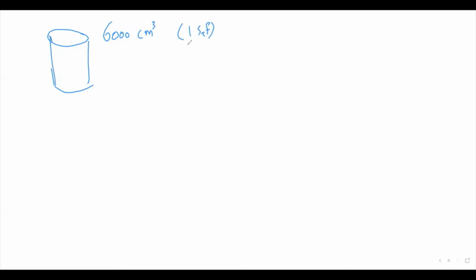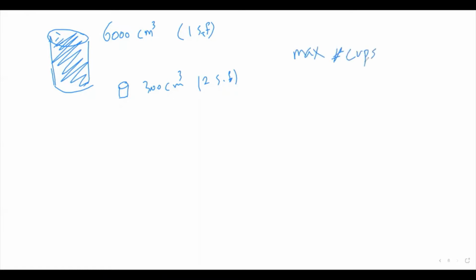And then a full cup of water from the tank has a volume of, so we have a cup, the volume here would be 300 cubic centimeter. And this is correct to two significant figure, right? So they want to know what's the maximum number of full cups of water that can be drawn from the tank. So imagine this tank is full of water and they want to know what's the maximum number of cups that you can actually draw from this tank. Full cup, so the cup should be full.